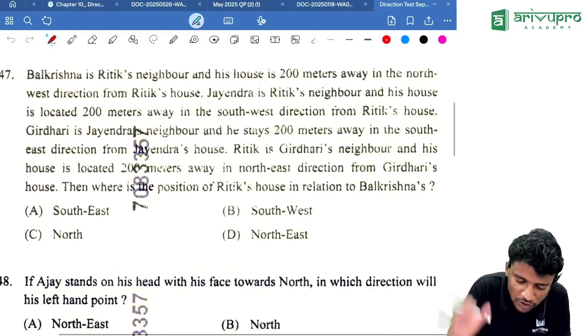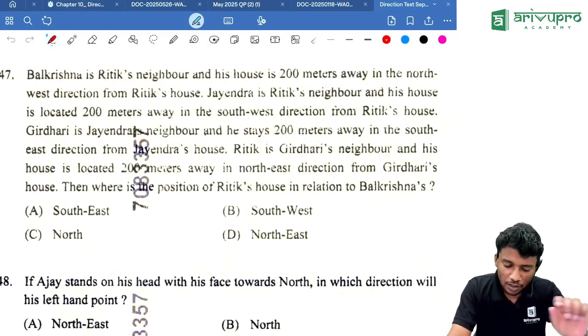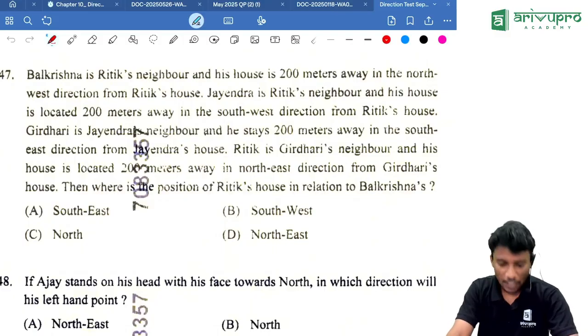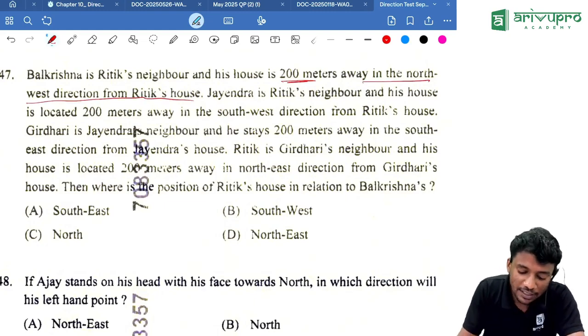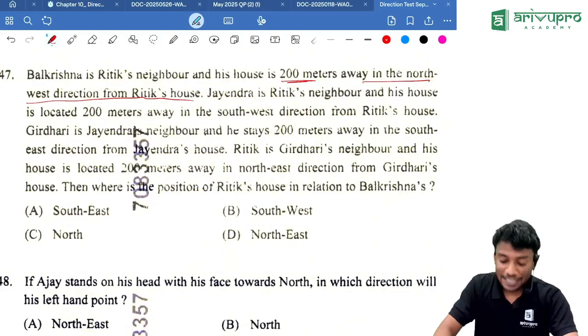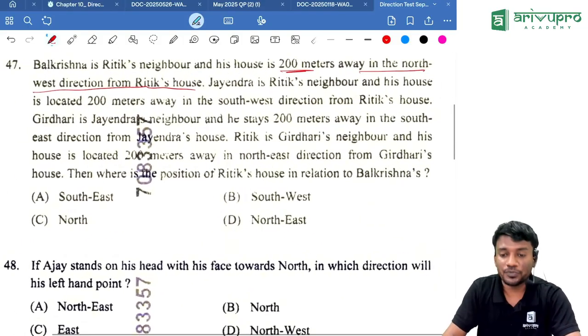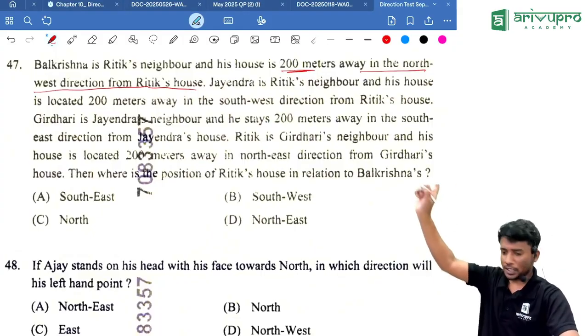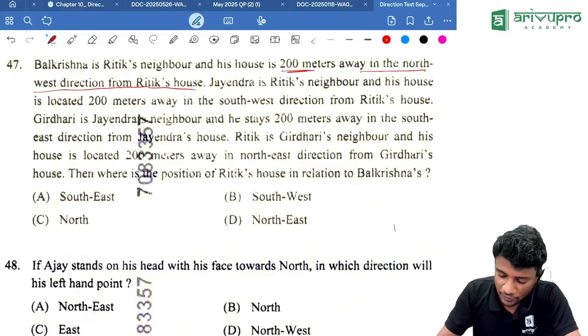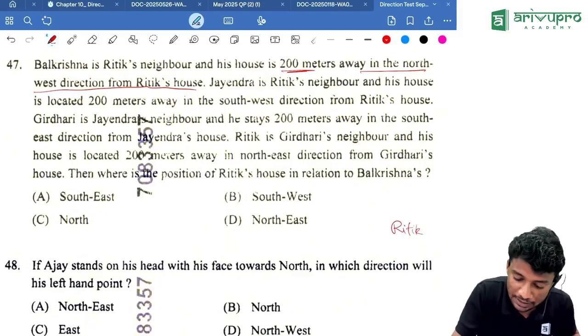Try to look at this. Balakrishna is Ritik's neighbor and his house is 200 meters away in the northwest direction from Ritik's house. What do you mean by that? Balakrishna is there. Who is the reference point? Ritik is the reference point. I am writing Ritik over here. Then Balakrishna's house is where?